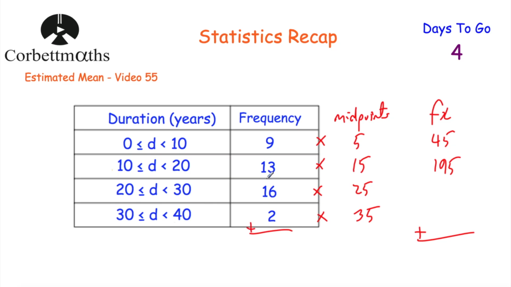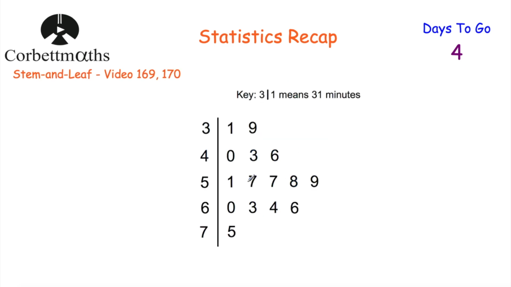That might be given to you in the question sometimes, so you do 9 plus 13 plus 16 plus 2, and that's equal to 40, and then you divide the total fx by 40, and then that'll be your estimated mean. So you just get the midpoints, you then times those by the frequencies to find the fx column, add them all up to get the estimate for the grand total, and then divide that by the total frequency, and that's the estimated mean. Stem and leaf diagrams.